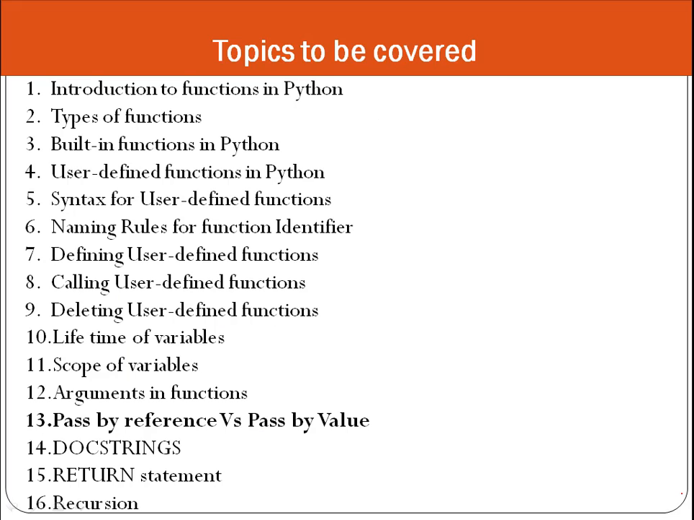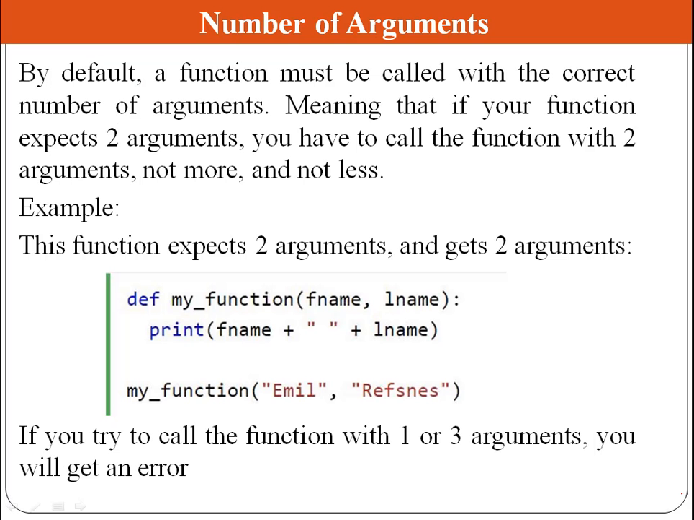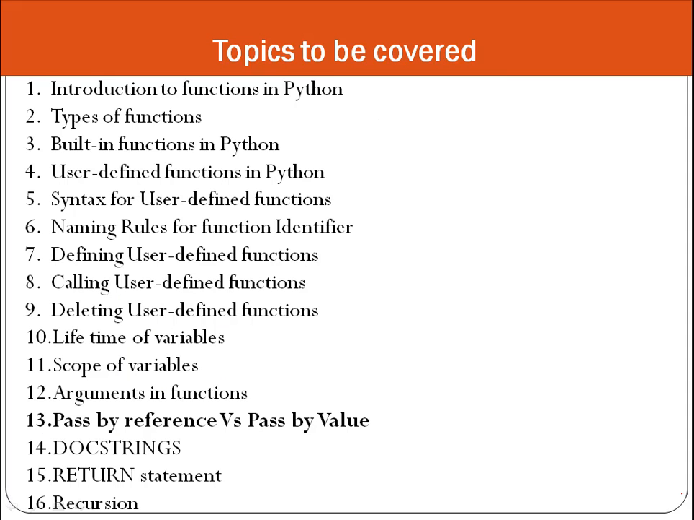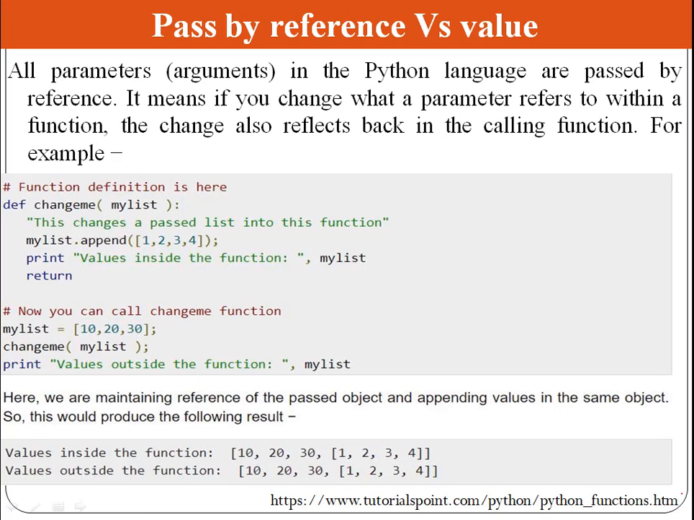Then passing by reference and passing by value. All the parameters in the Python language are passed by reference. It means if you change whatever the parameter refers to within a function, the change also reflects back in the calling function. So we have already studied this concept in C or C++ as well. So let's see over here.